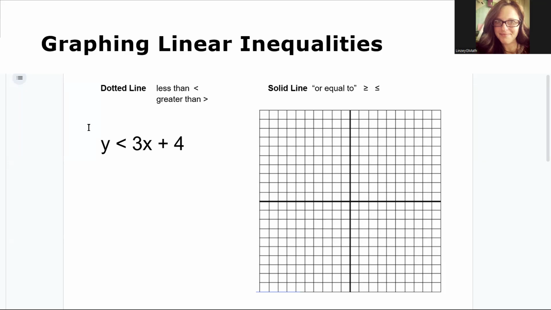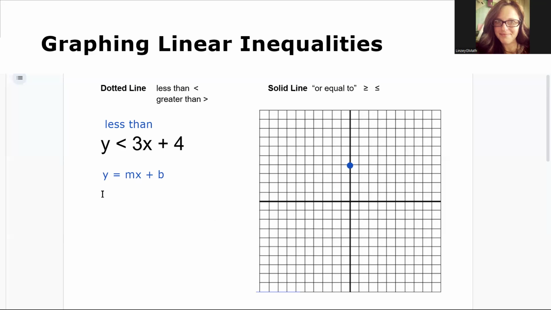Y is less than 3x plus 4. And this linear inequality is given to us in slope-intercept form. And we can start by graphing our y-intercept, 4. There it is, 4.